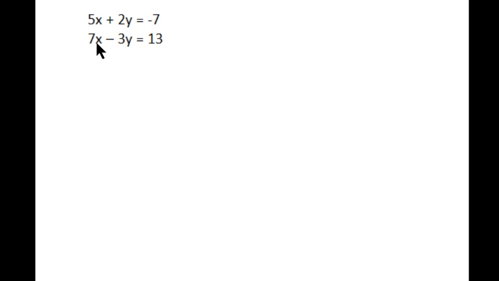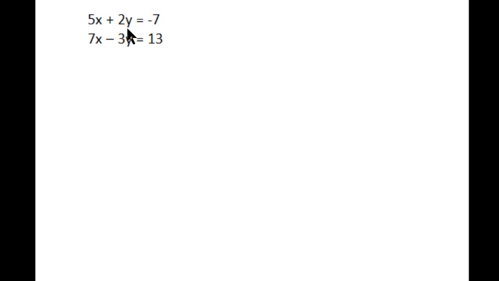Okay, so for this particular problem, I might start by saying, okay, I'd like to eliminate my y's. But if I just add these equations or subtract these equations, it doesn't eliminate my y's. Add them, I get negative y. If I were to subtract them, I'd get 5y. And I don't want 5y or negative y. I want the y's to go away.